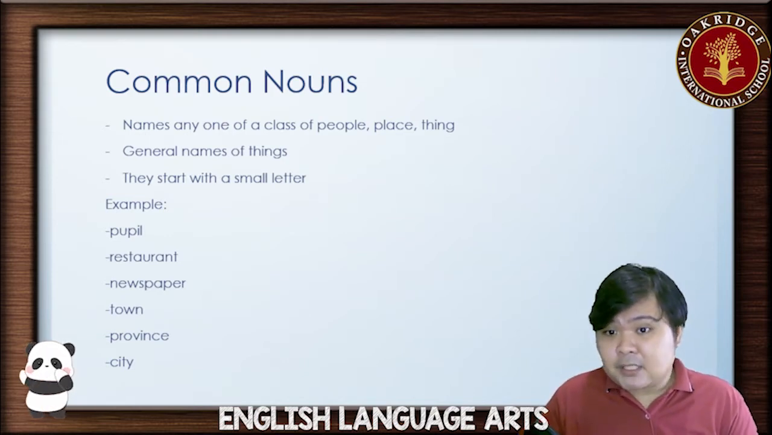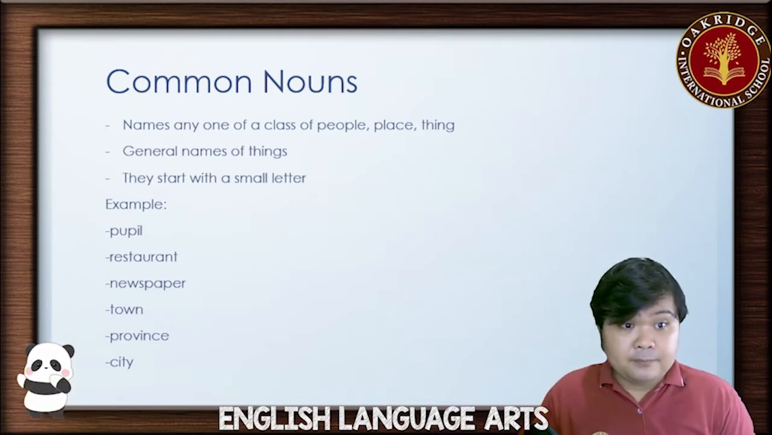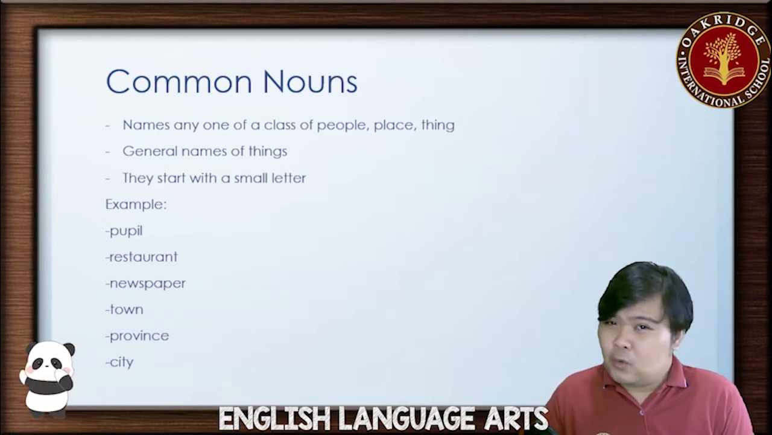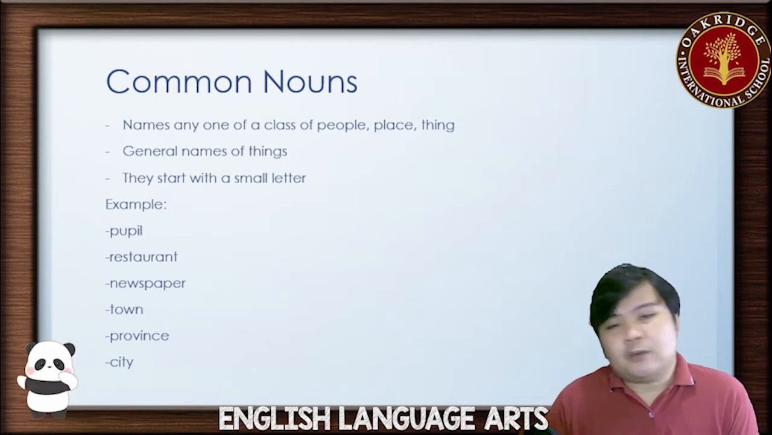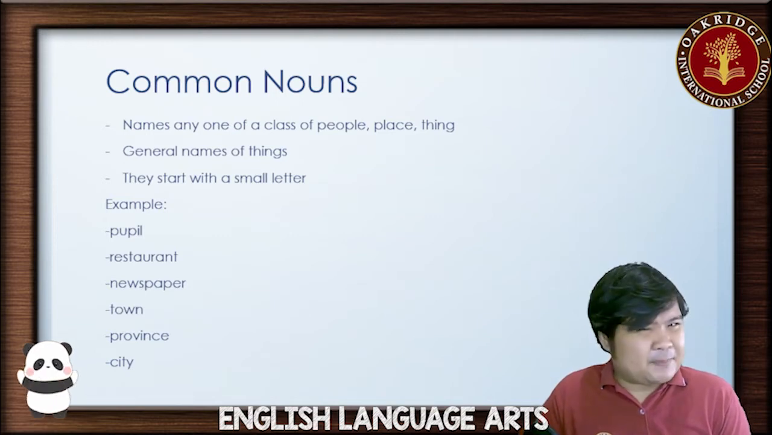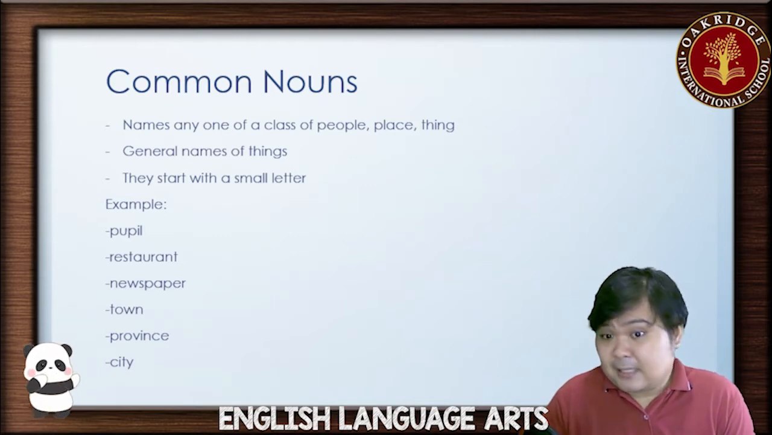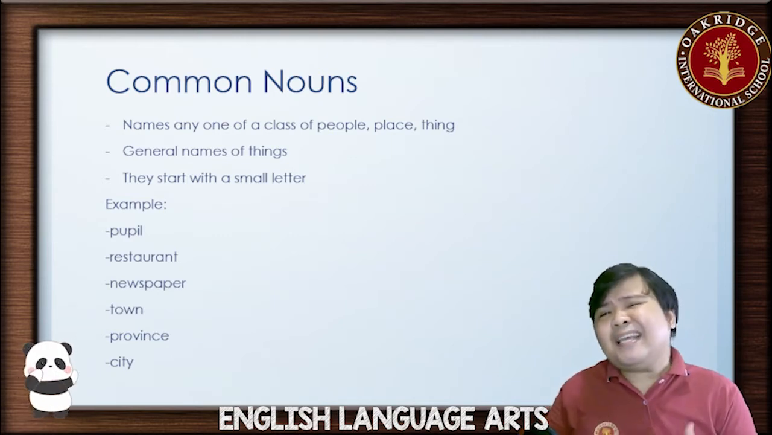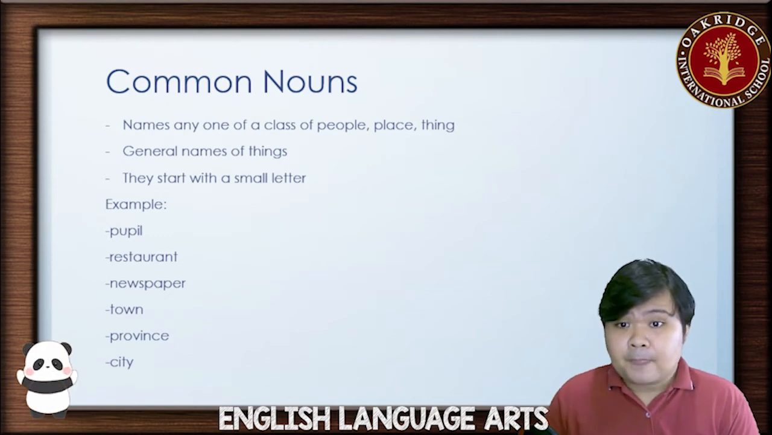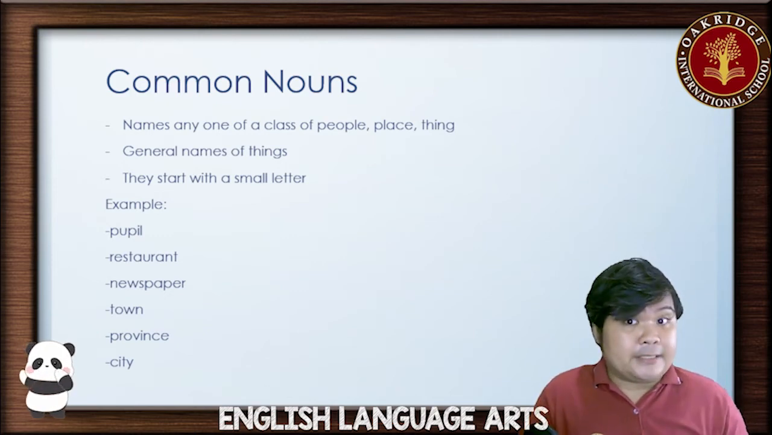They are names of, what is a pupil? Is it specific? Who is the pupil we're talking about? No, it's not. How about the restaurant? Is there a specific restaurant? No, as well. How about newspaper? What kind of newspaper? It is not mentioned there. So you see, guys, how common nouns work. They are basically general names.